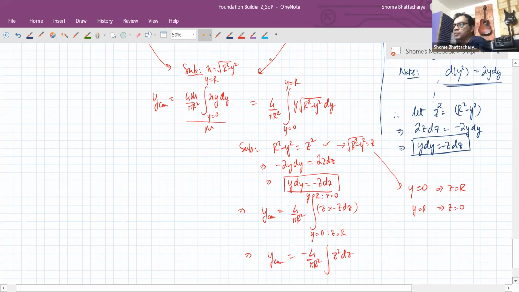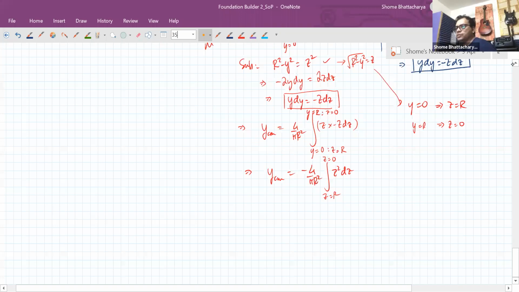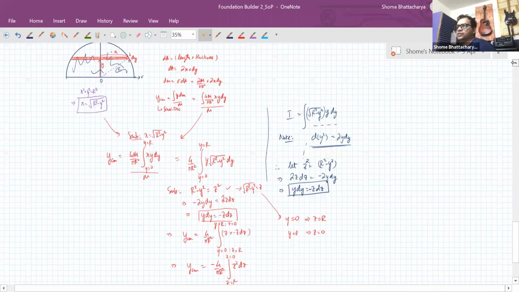But that's why we avoid taking the horizontal strips as the primary method, because the integration requires one further step of substitution. Okay, so you can just take down the steps up to here and complete the integration. We'll do that in the end. Okay, so this is the alternate method.